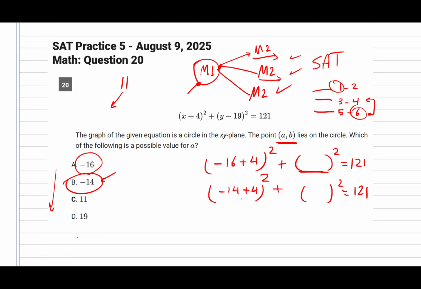As you see here, 10 squared or negative 10 squared is 100. When you move it here, it will be 121 minus 100. It's a positive number, which means the equation has solutions. So the point with x coordinate negative 14 and another number lies on the equation.